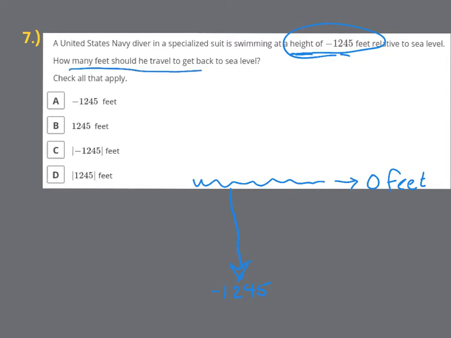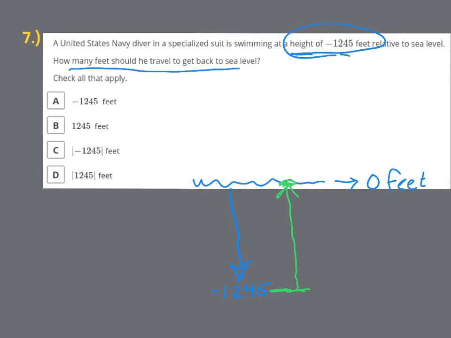Okay, how many feet should he travel to get back to sea level? Okay, so if he's down here, how does he get back up to sea level? Well, he goes all the way up like this, right? So what is the distance from here to here.